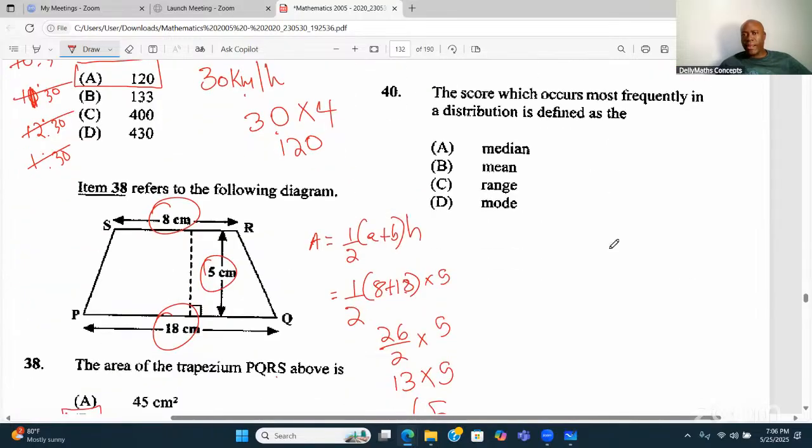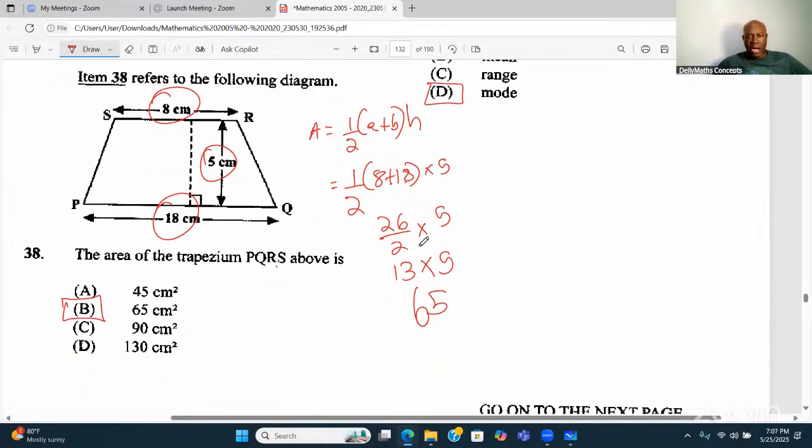All right. Number 40, everybody, we're coming down. 40, everybody, let's take a look at that and then send in your answer. Let us see what you got there for your 40. The score which occurs most frequently in a distribution. What do we call that? I think somebody just sent an answer here. They said D. All right, this is mode right here. Very good. So that one, number 40, is your mode. It occurs the most.